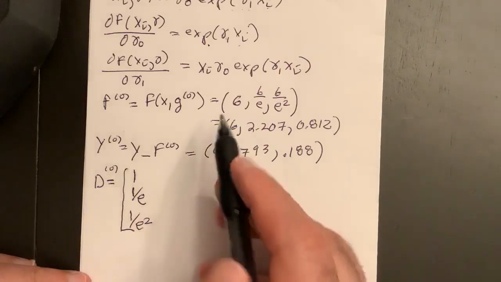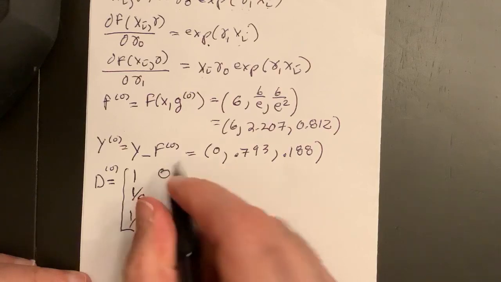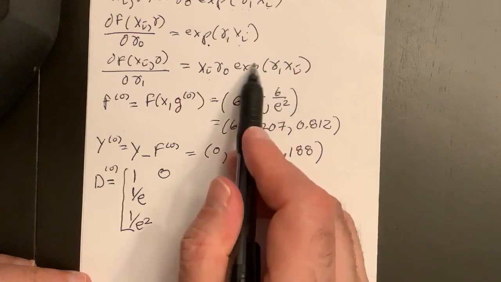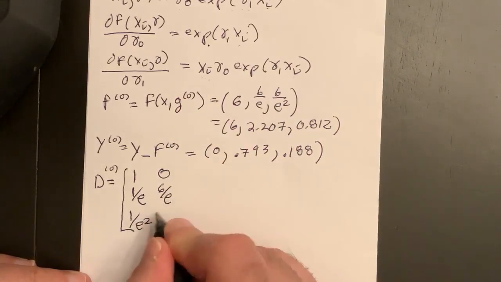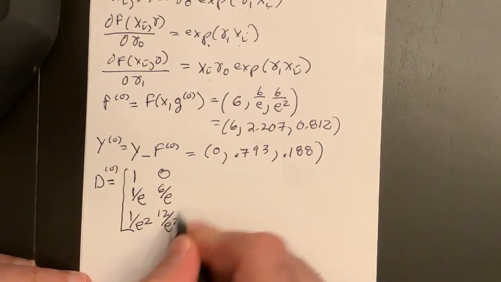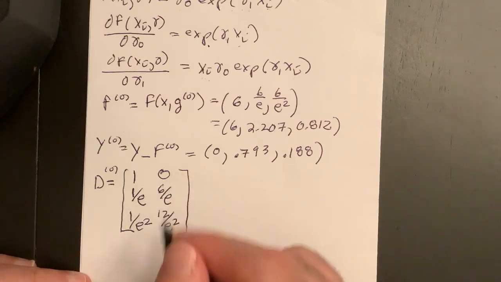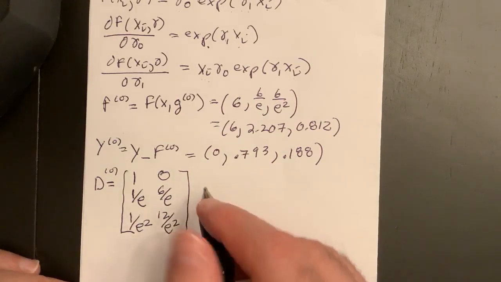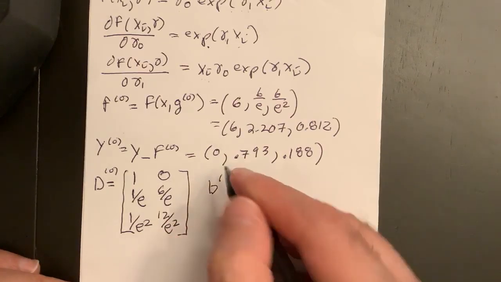When I do this one, x is 0 for the first one, so I get 0. Next one, I have 1, 6, 1, so 6 over e. And here I have 12 over e squared. I can find out what these all are, but I don't think it really matters much to write these down. I could put in decimals to make you like them better, but it doesn't really matter.